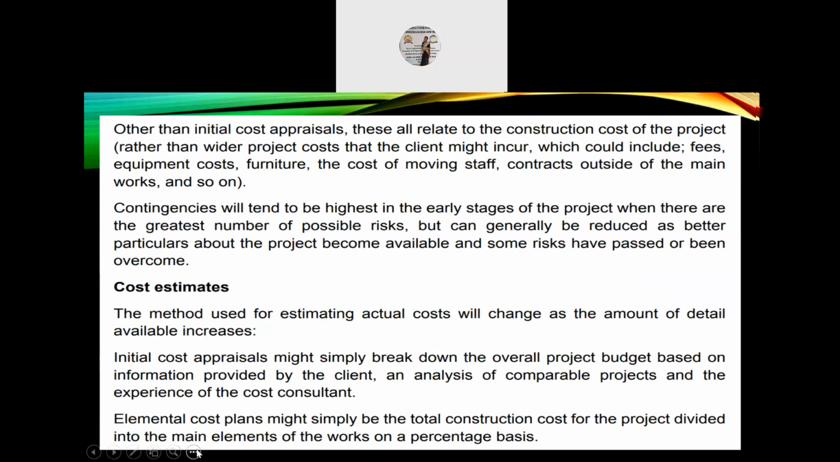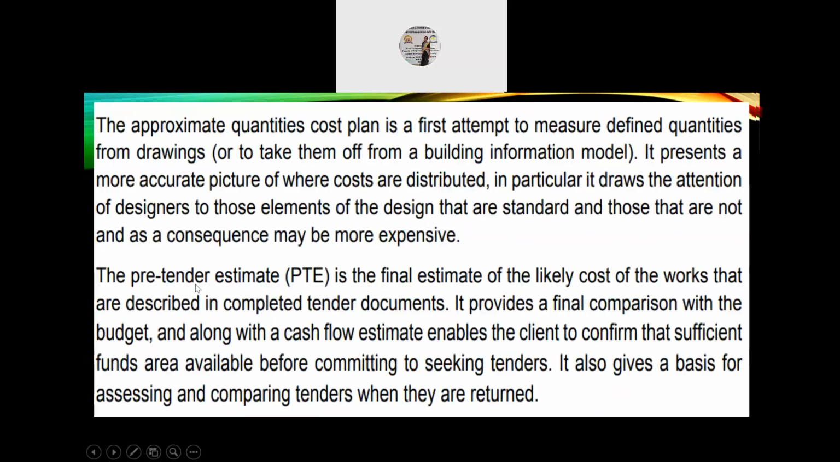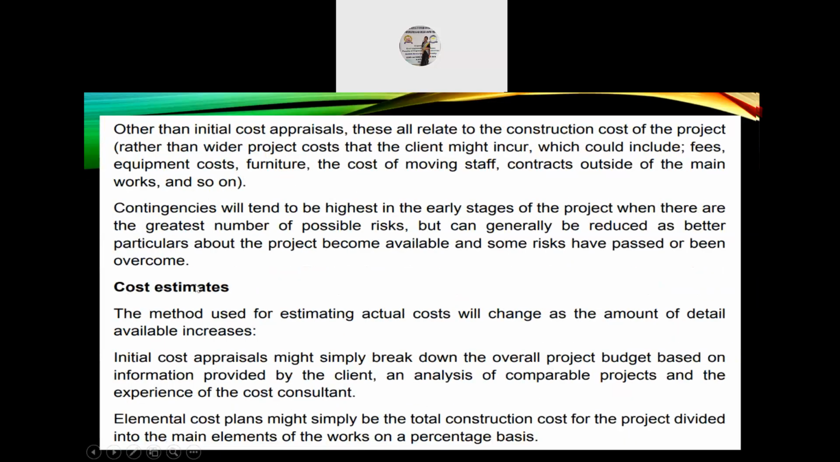Other than the initial cost appraisals, this all relates to the construction cost of the project. Contingencies will tend to be the highest in the early stages of the project when there are the greatest number of possible risks, but can generally be reduced as better particulars about the project become available and some risks have passed or been overcome.